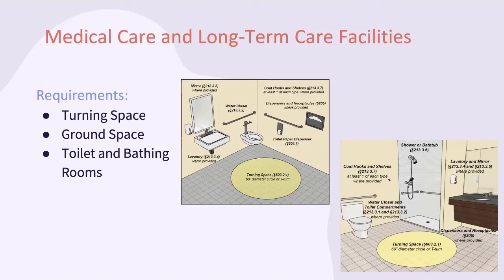If there's just one general restroom, then no fewer than one toilet, sink, and bathtub or shower must comply with these requirements and other requirements for bathrooms in Chapter 6.